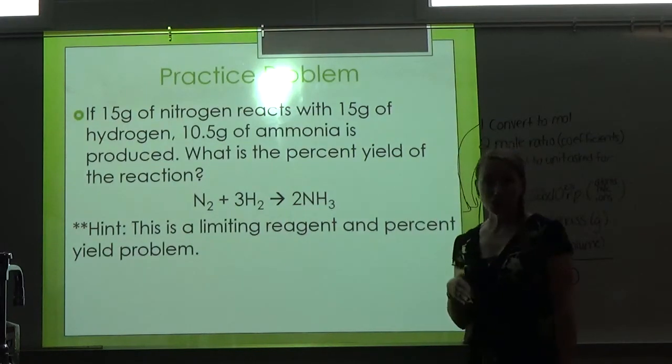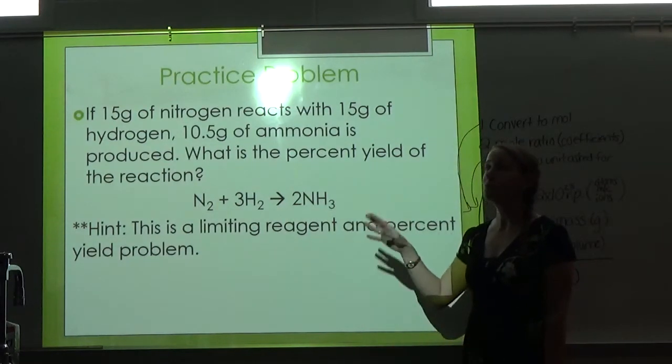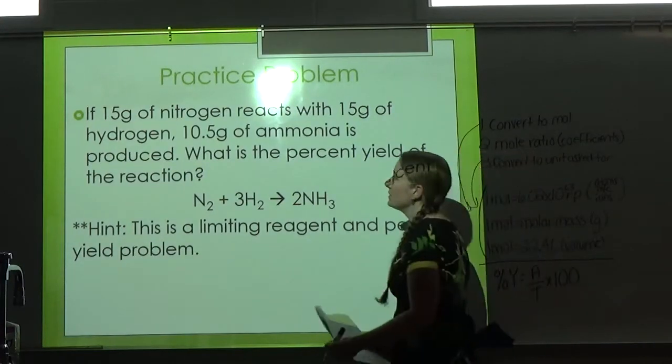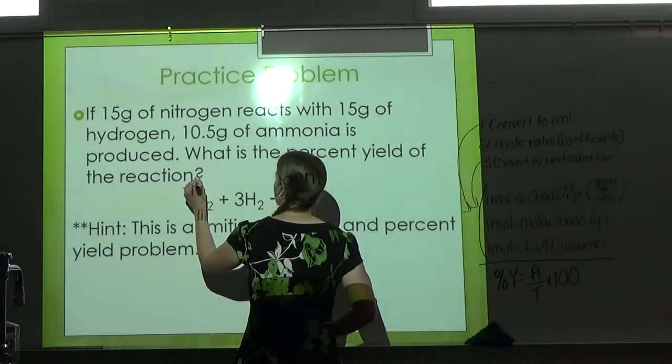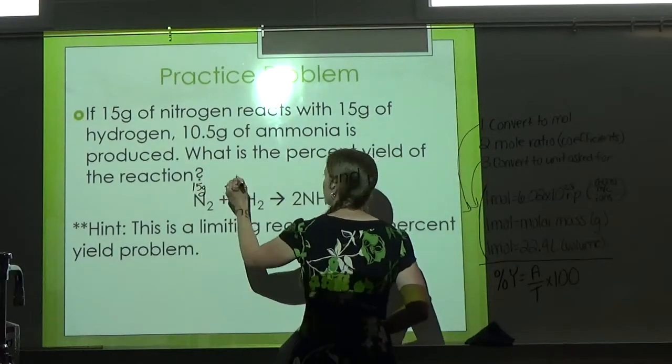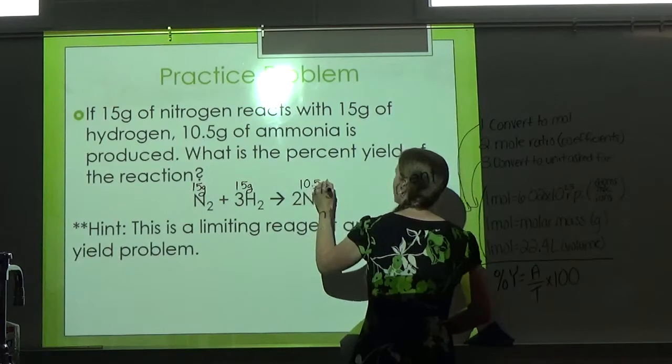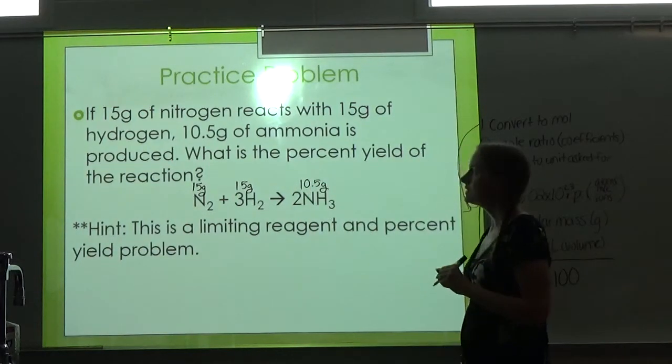Okay, so I'm going to assume you paused it and you tried it. I'm going to assume you struggled so long, but you got it right, and so let's see. So it says if 15 grams of nitrogen reacts with 15 grams of hydrogen, 10.5 grams of ammonia is produced. What is the percent yield?